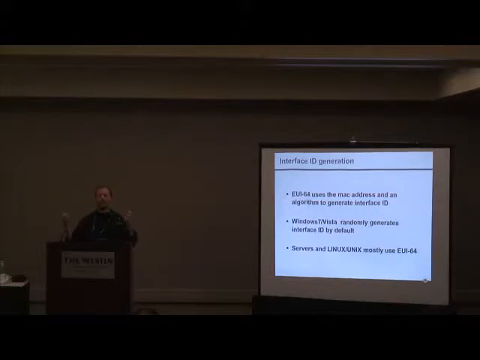Interface ID generation. I talked about how you take FE80 and you slam this address on it, and that's how you get your link local. What's usually done by default is an EUI64, which basically takes your MAC address, which is 48 bits, runs it through an algorithm that I'll go over in the next slide, and turns that into a 64-bit number, and you just slam that on the end. Now, by default, Windows 7 and Vista will generate a random number instead. You can change a registry value to make them generate EUI64 or not. Servers and Linux and Unix variants all pretty much use EUI64.